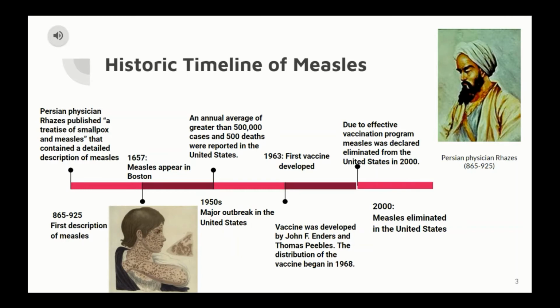In 1963, the first vaccine for measles was developed by John Anders and Thomas Peebles. The distribution of the vaccine began in 1968. Before the introduction of the vaccine, over 2 million deaths occurred annually due to measles, but since its introduction, the number of cases and deaths declined. In the year 2000, measles was declared eliminated from the United States as a result of effective vaccination programs.